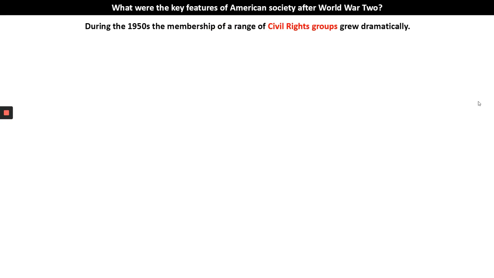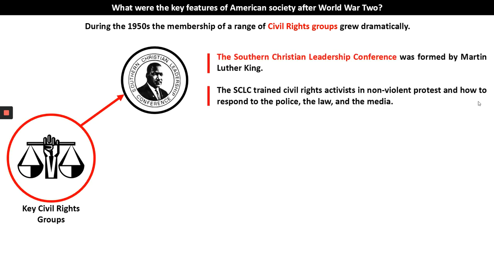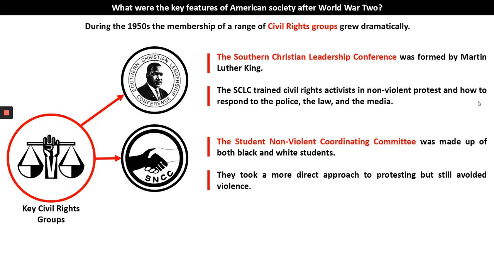So during the 1950s, the membership of a range of civil rights groups grew dramatically. We'll start with the SCLC, or the Southern Christian Leadership Conference, that was formed by Martin Luther King. Now, the SCLC trained civil rights activists, people involved in the civil rights movement, in non-violent protest, how to respond to the police, the law, and the media. We've also then got a group called SNCC, or the Student Nonviolent Coordinating Committee. And this was made up mainly of younger Americans, both black and white students. They took a more direct approach to protesting, but they still avoided violence.